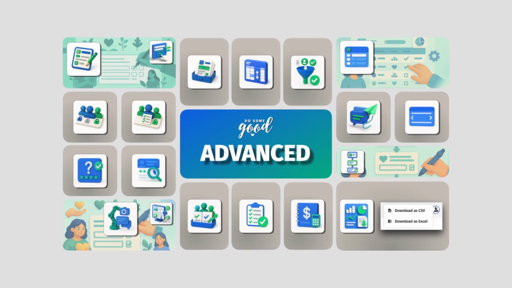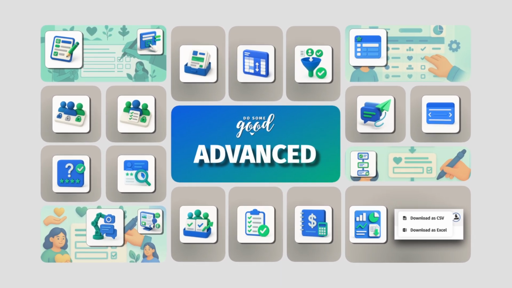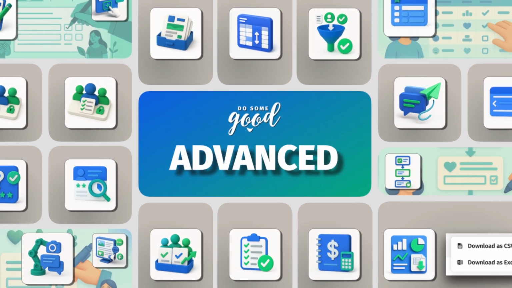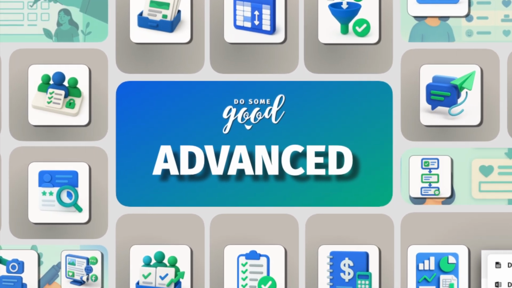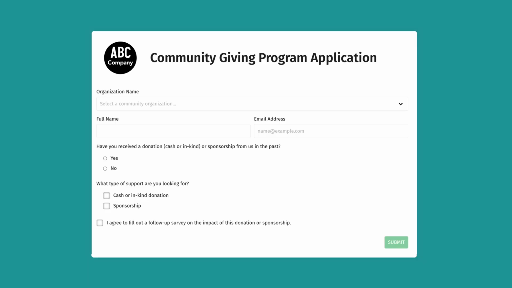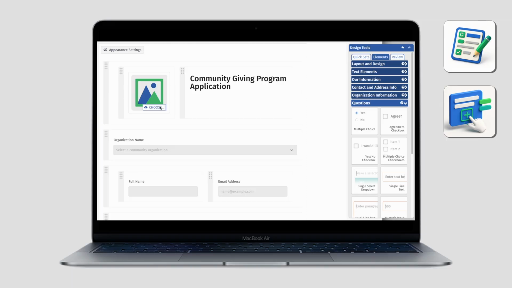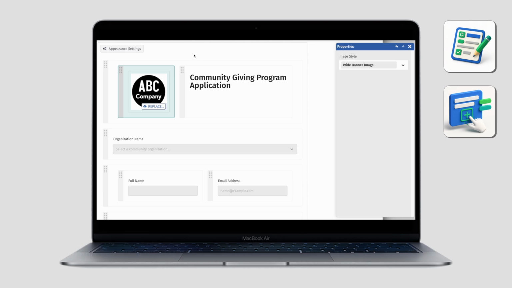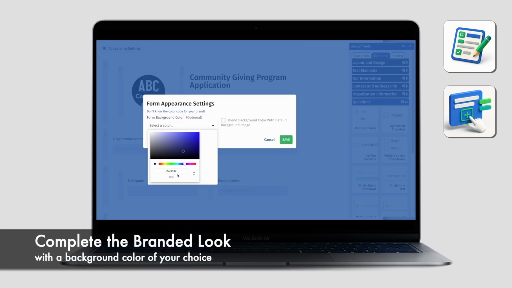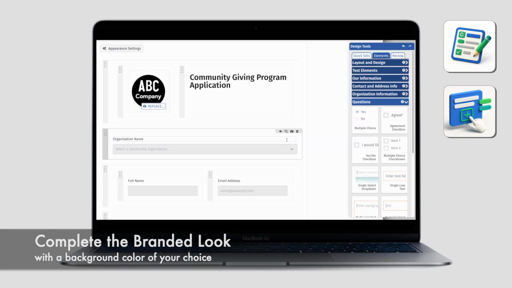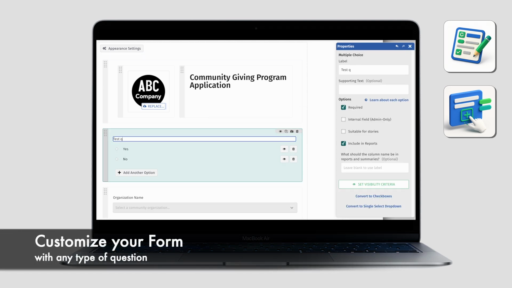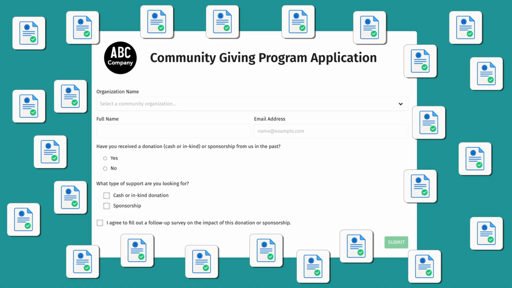Welcome to Do Some Good Advanced, the all-in-one solution that helps you manage every step of your giving process, from applications and reviews to decisions, storytelling, and reporting. Imagine this. You've just launched a new community giving program. Do Some Good's drag and drop form builder made it simple to customize, brand, and launch. And now, submissions are pouring in.